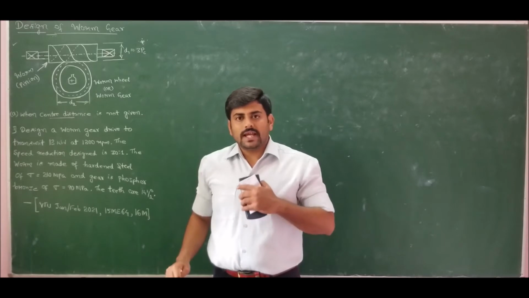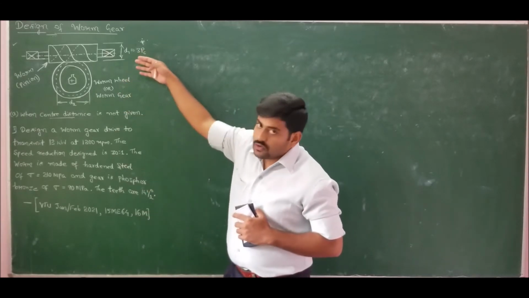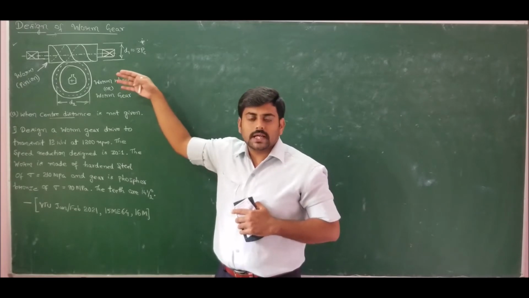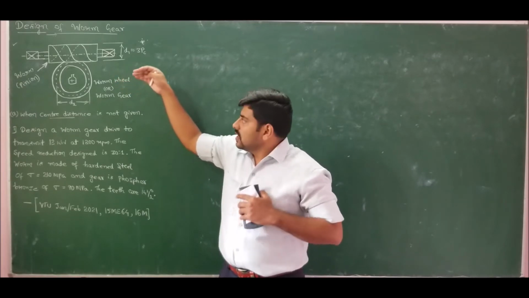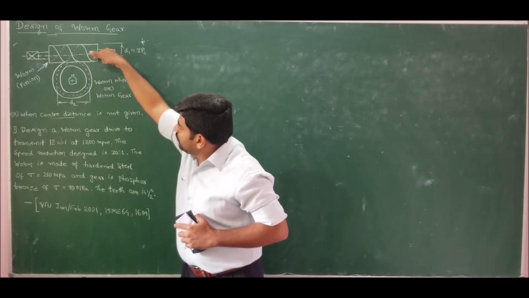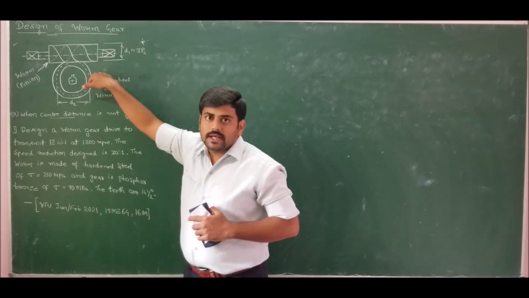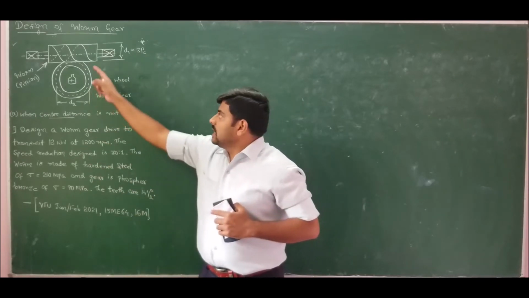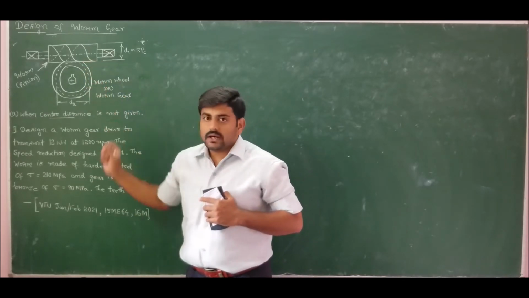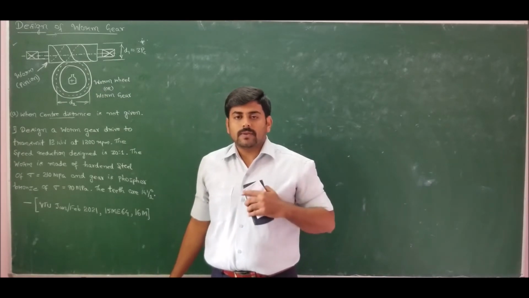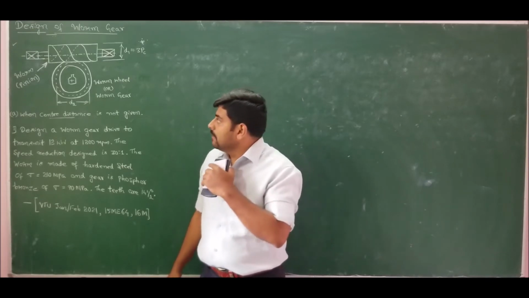If I want very high speed reduction, we can use worm gearing, wherein we can transmit power between two non-intersecting shafts. And also, the contact between the pinion and the worm gear is a line contact, it is not point contact. Since we have line contact between the pinion and worm gear, this transmits very high loads. So worm gear can be used to transmit very high loads because of line contact.